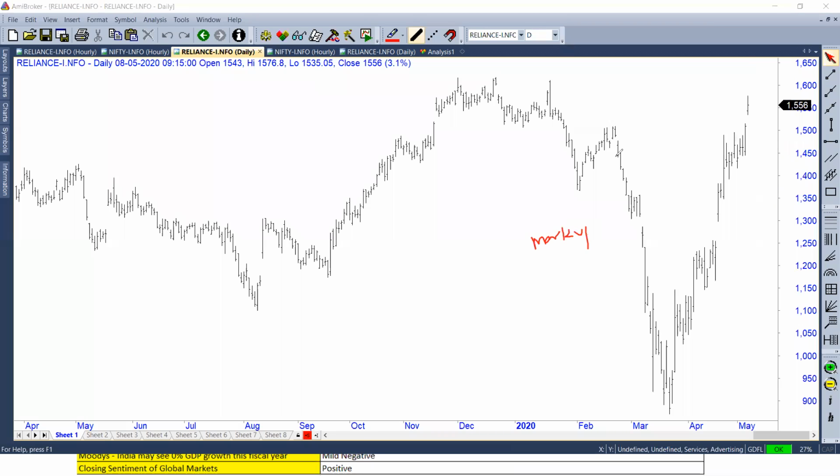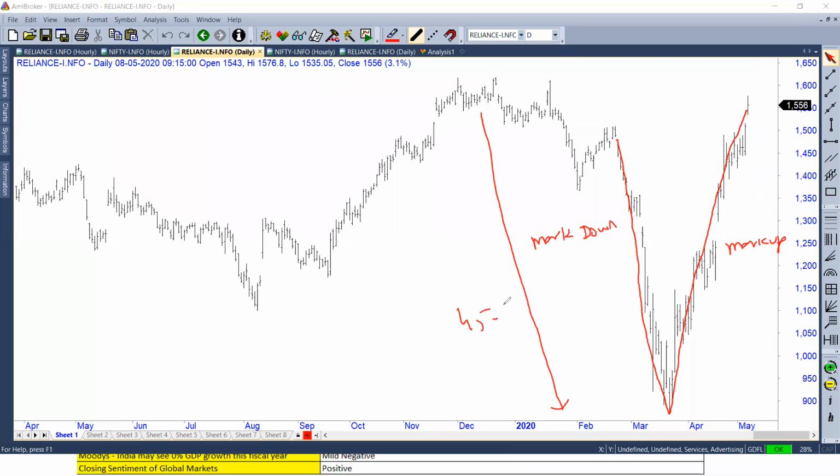Markdown, supposed to be a markdown. Kind of a panic scenario with a highly volatile downside followed by a highly volatile upside. Kind of a markup. Price crashed almost 45%, and then completely recovered the entire 45%.